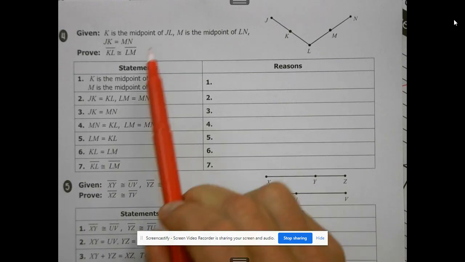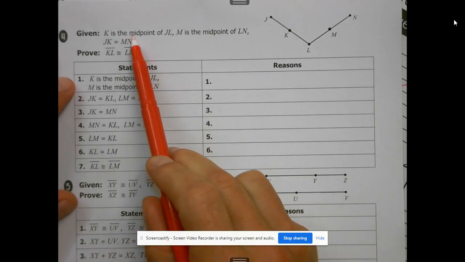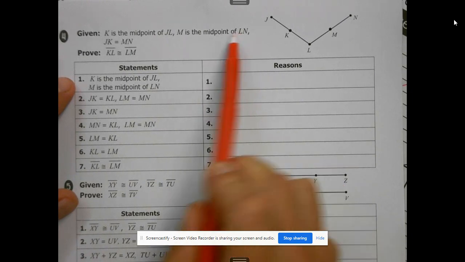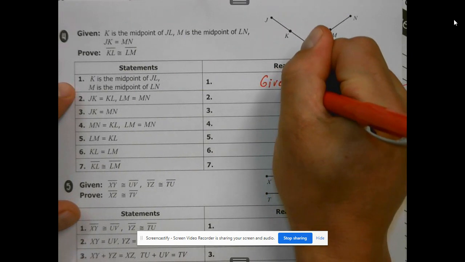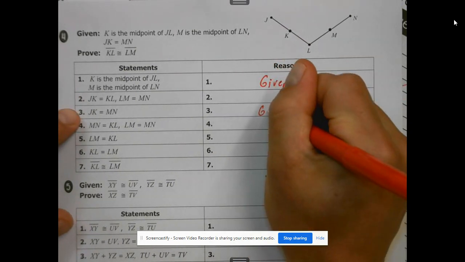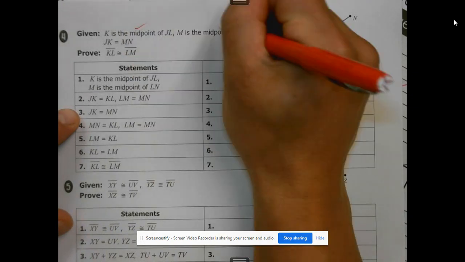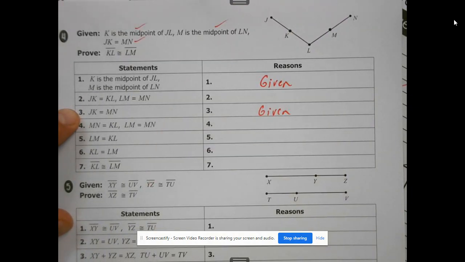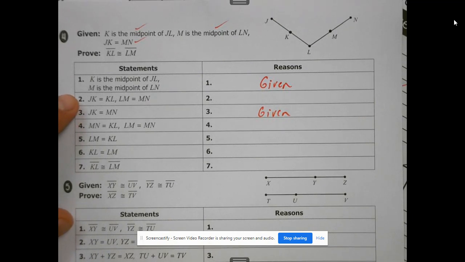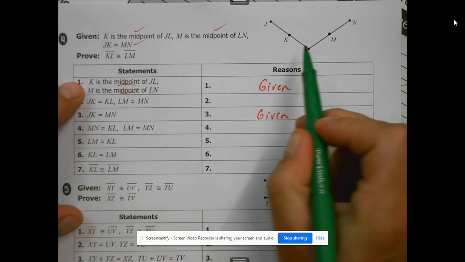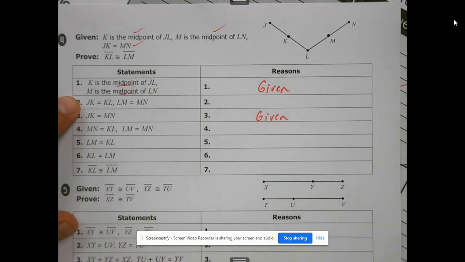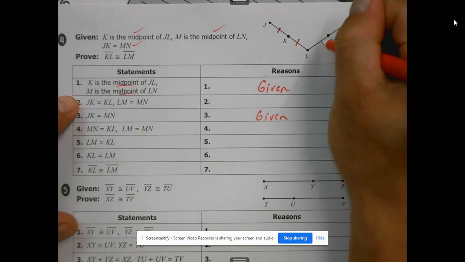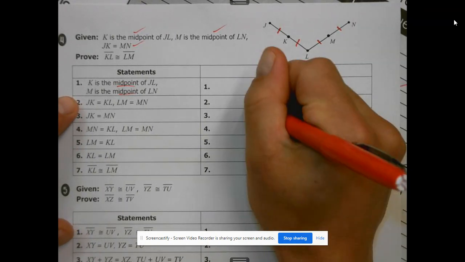All right, let's see, we've got 3 givens this time. K is the midpoint of JL, M is the midpoint of LN, JK equals MN. The first reason is given, but number 3 is also given to us. So I had 3 givens up here, and they're all taken care of now. All right, here we go. There's that keyword again, midpoint, right? It says K is a midpoint of JL, and M is a midpoint of LN, which would mean this piece is equal to this piece, and that piece is equal to that piece, right? Definition of midpoint.